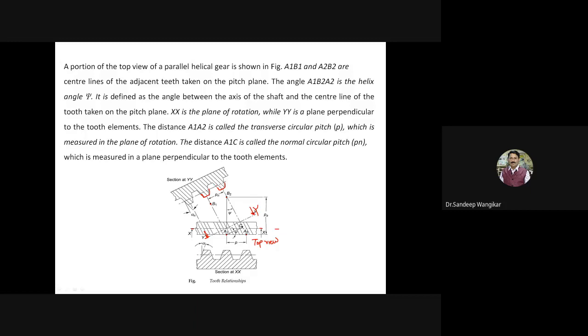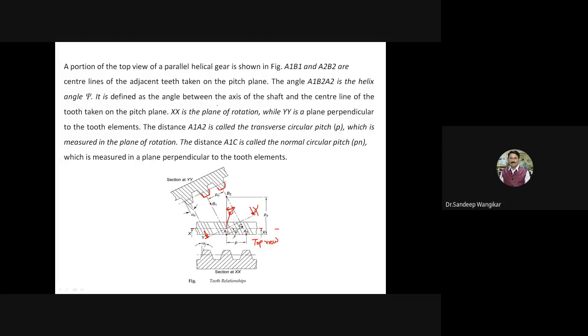On the pitch plane, the angle A1, B1, A2 is the helix angle psi. This angle is mentioned here. It is nothing but the helix angle and it is denoted by psi. It is defined as the angle between the axis of shaft and center line of tooth. In the initial figures also, I have given you a clear idea about this helix angle.